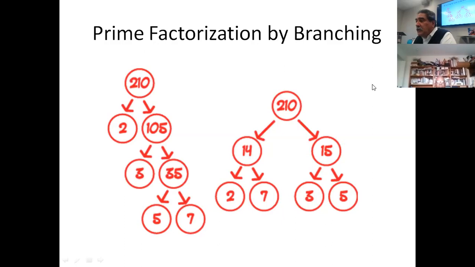You get 210. Or you can look at 210 as a multiple of 14 and 15. 14 is a multiple of 2 and 7, and 15 is 3 and 5. These are all prime. Same here: 2, 3, 5, and 7.